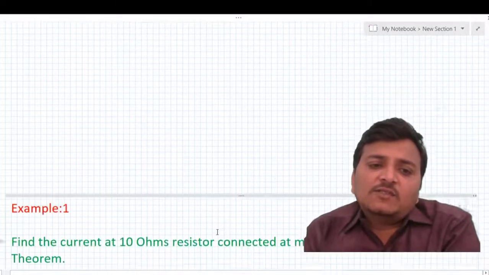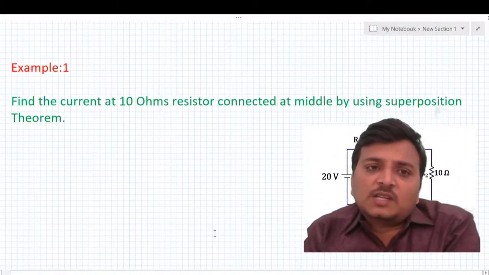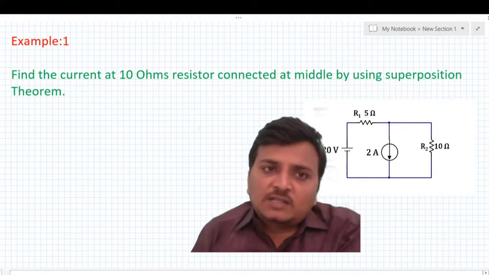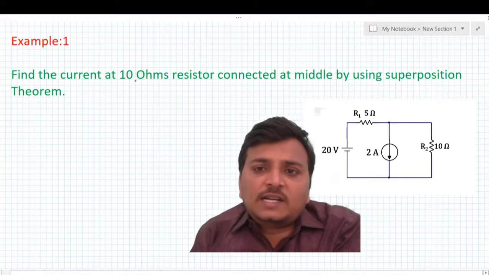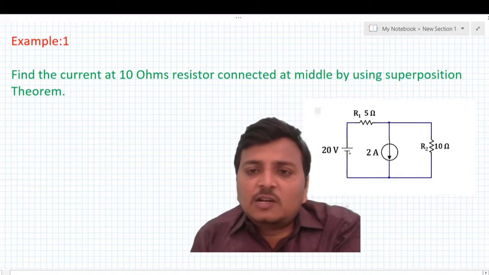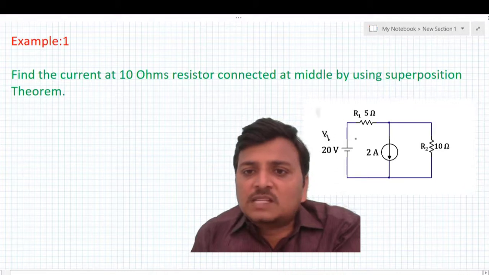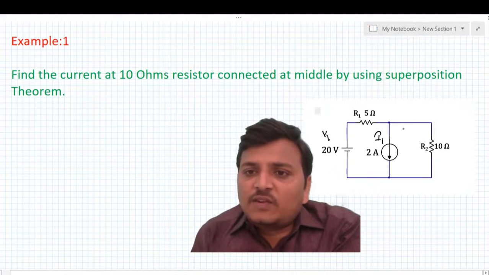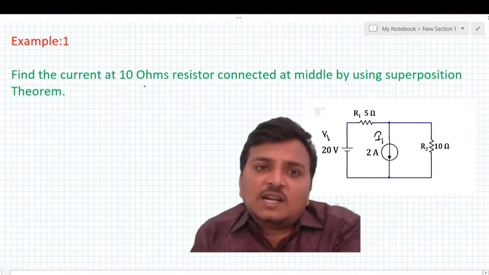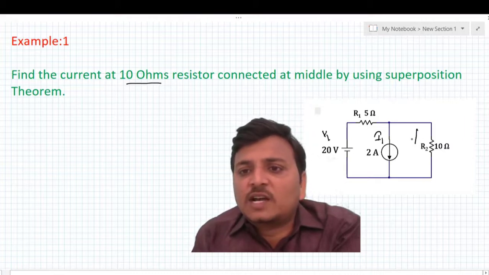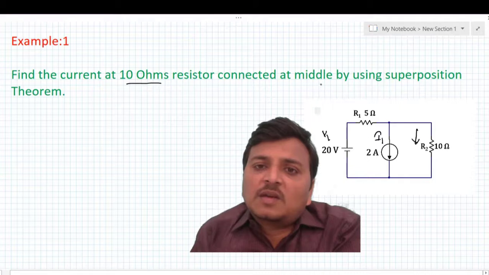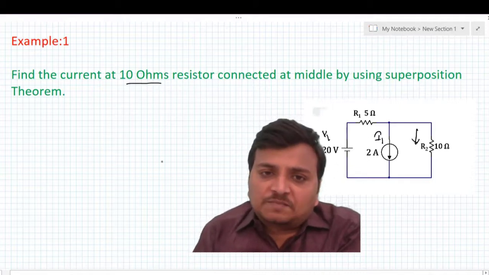Now let us find one example of how to apply the superposition theorem. Let us consider example 1. Here, find the current at the 10 ohm resistor. There are two sources here. The first source is a voltage source V1 and the second is a current source I1. So two different sources, and this circuit has simple resistances. Find the current at the 10 ohm resistor in the middle by the superposition theorem.